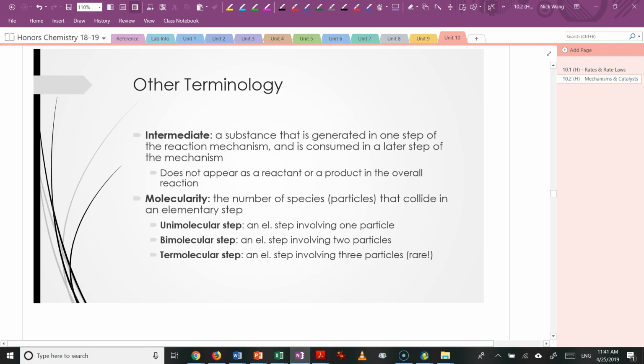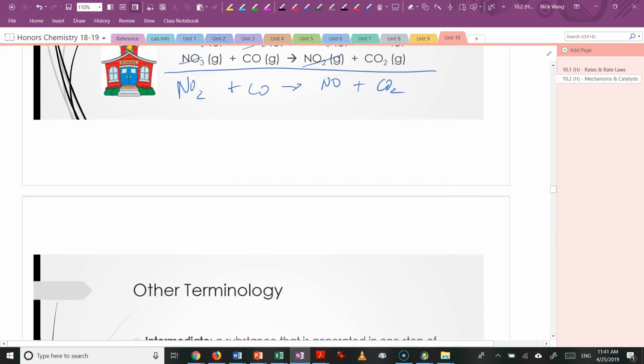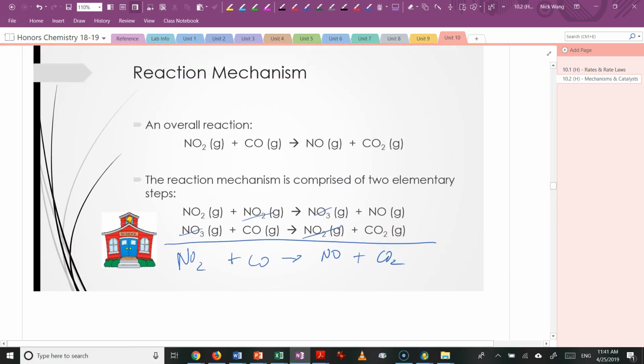It's actually a substance that is produced in one step of the reaction mechanism. In one of the elementary steps, it produces the substance, but then that substance is consumed in a later elementary step. It doesn't appear as a reactant or product in the overall reaction. Let's scooch back up here and see which one that is. Which one of these substances in this mechanism is generated and then later consumed?